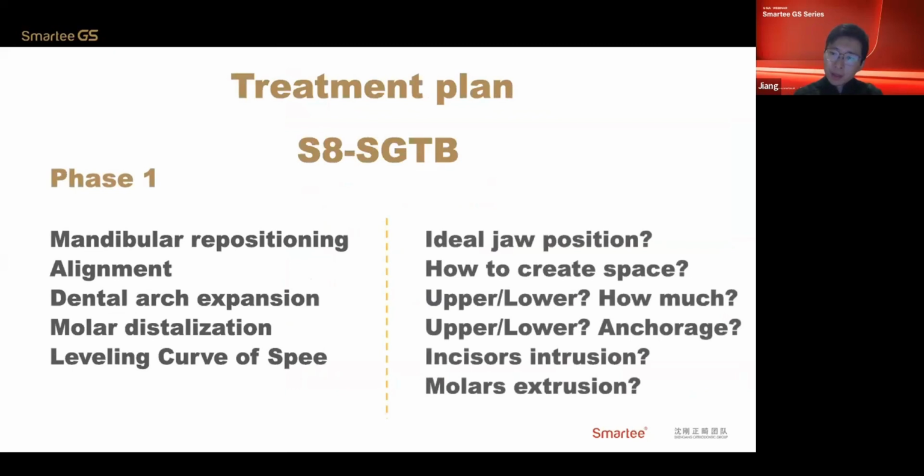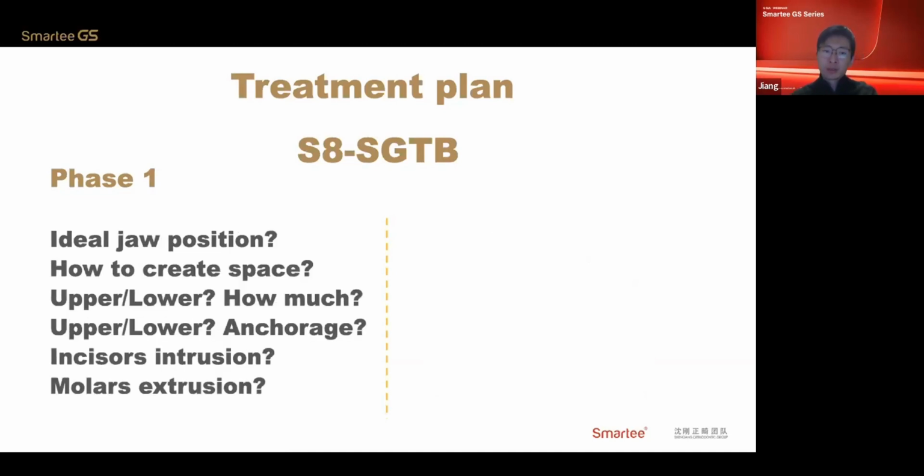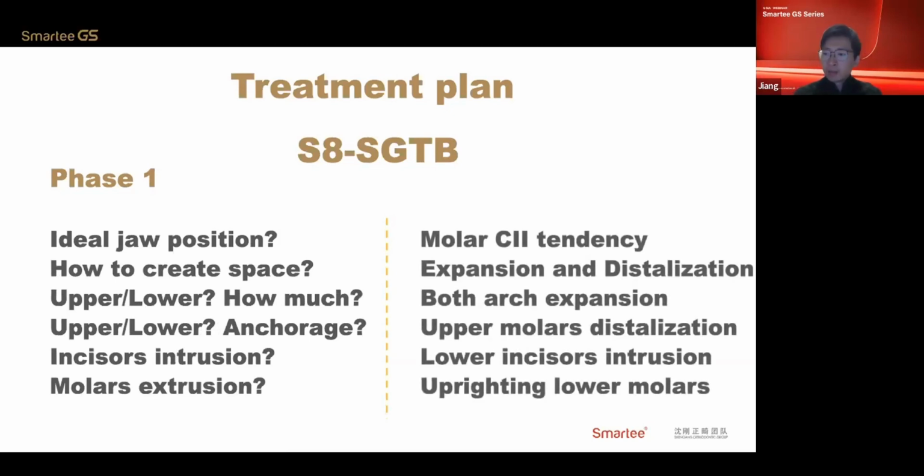And there are some specific questions. For example, what is the ideal jaw position? How to create the space? How much do we need to expand? And how can we get the anchorage for molar distalization? How to level the curve of Spee? These are some specific questions. And this is the answer.